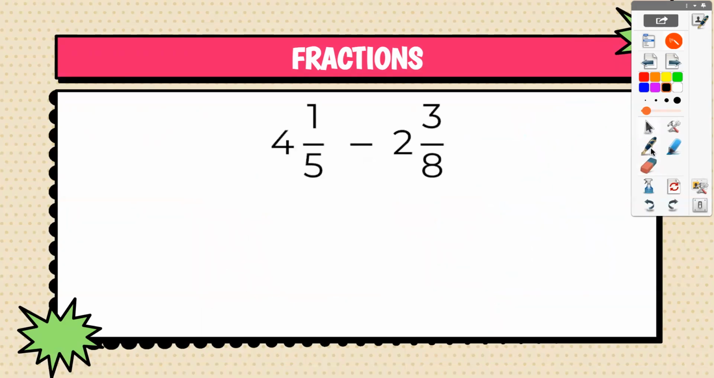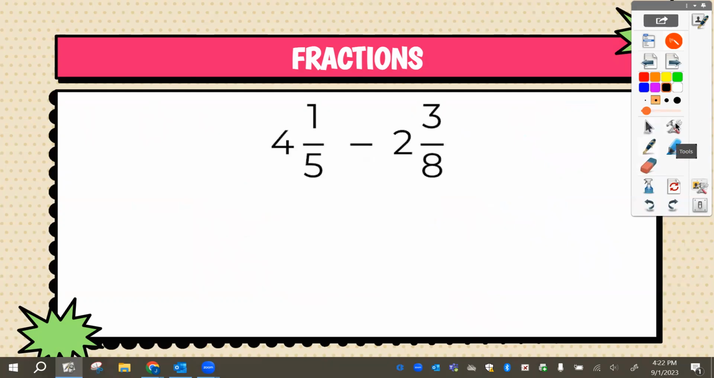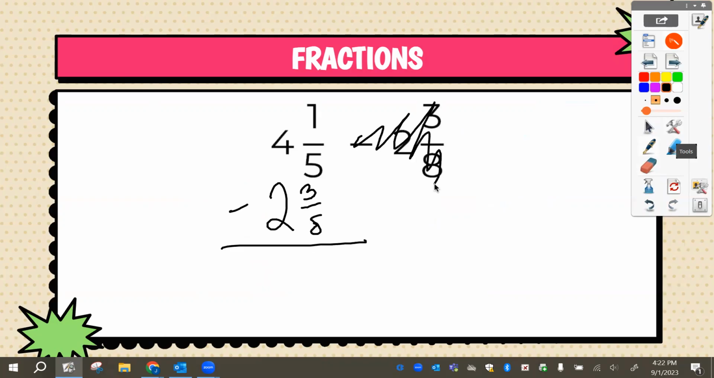All right, so let's do a subtraction problem. Again, I like writing it vertically. So I've got 4 and 1/5 minus 2 and 3/8. All right, same thing. I need to find a common denominator. Well, I have 5 and 8. I don't know what it is, so I'm gonna list my multiples.